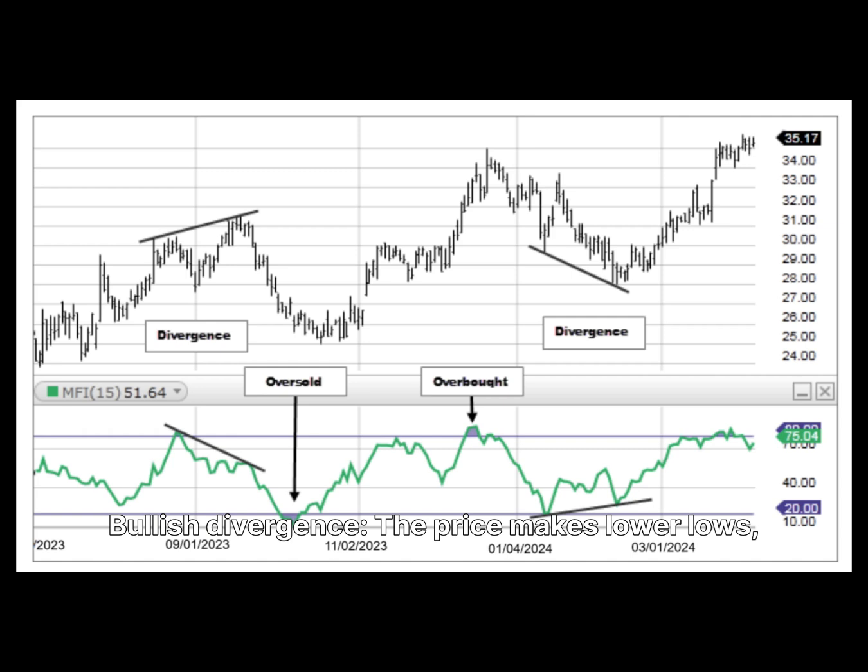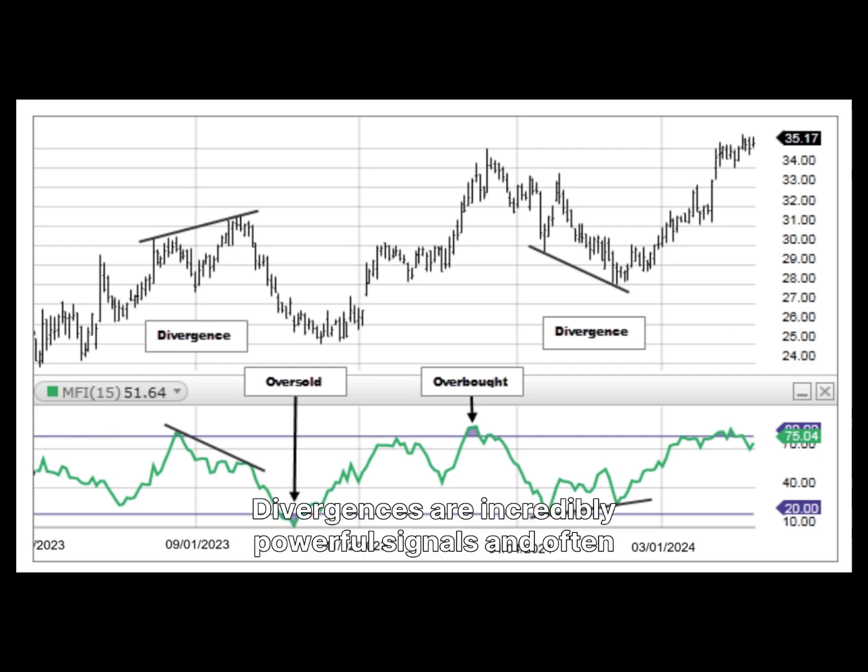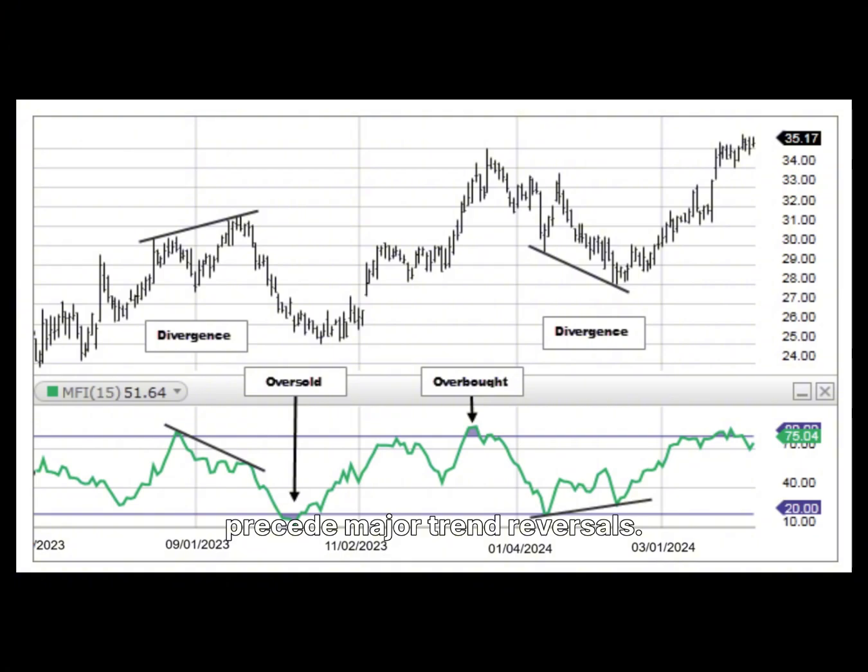Bullish divergence. The price makes lower lows, but the MFI makes higher lows. This suggests selling pressure is exhausting and a reversal up could happen soon. Divergences are incredibly powerful signals and often precede major trend reversals.